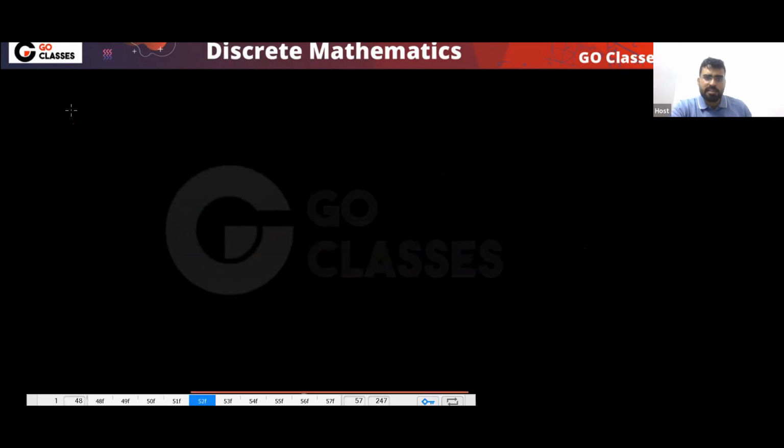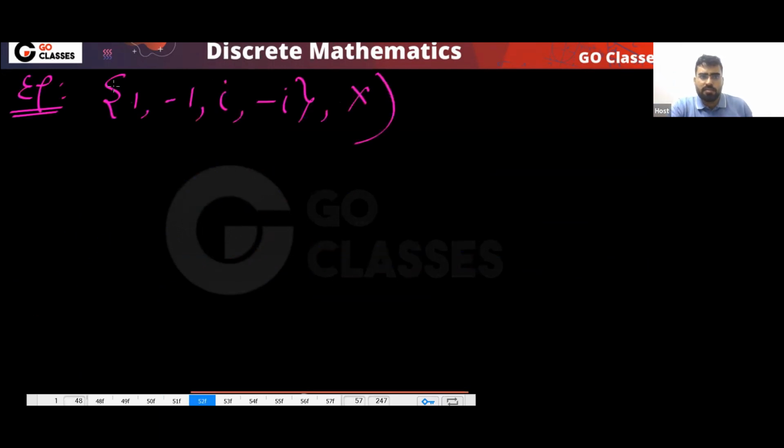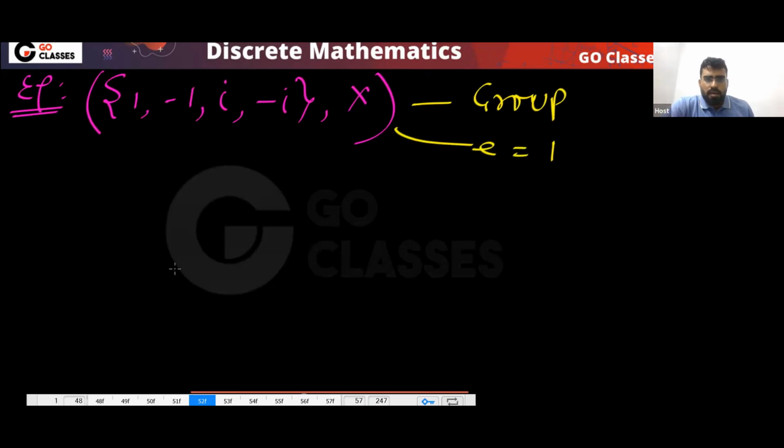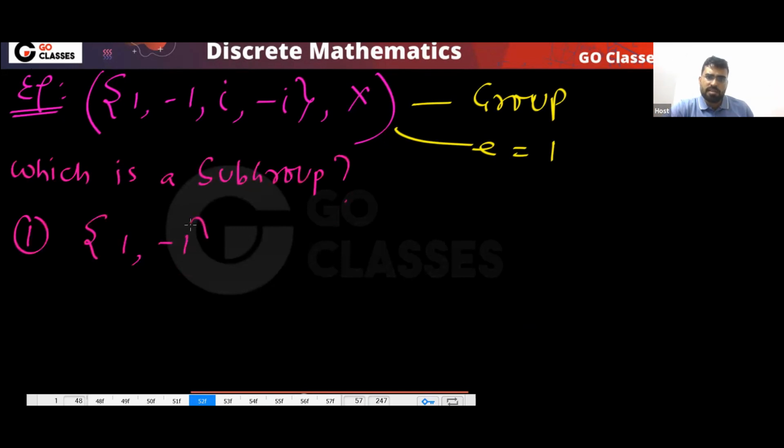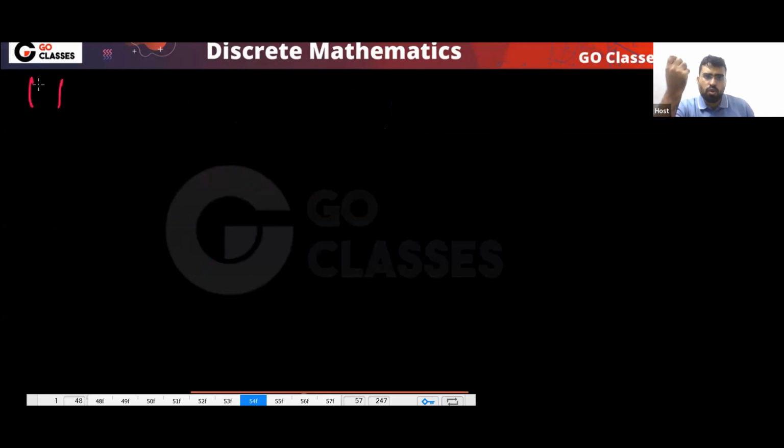For example, let's take some example. Multiplication. We already know this is a group. What is the identity element? The identity element is 1. Now I'm giving you some subsets. Which of them is a subgroup? The operation is the same. Most of the time we omit the operation. Remember this note.